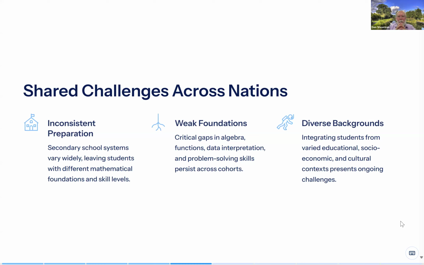Yeah, and I mean, you know, the weak foundations are across the board. Algebra, functions, data interpretation, problem solving skills are all the things that we all have issues with. So it would be good to be able to benchmark that at an international level.